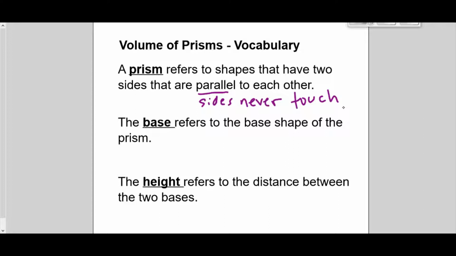The next vocabulary word that we're going to see frequently is the base. When we say base, this is different from when we're talking about area. When we say base with respect to volume, base is always going to refer to a base shape of a prism. And then height refers to the distance between two bases. These are the three terms that you should know. Please make sure you take a second to write them down.